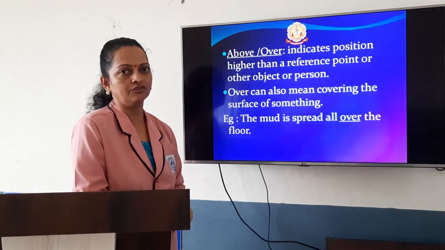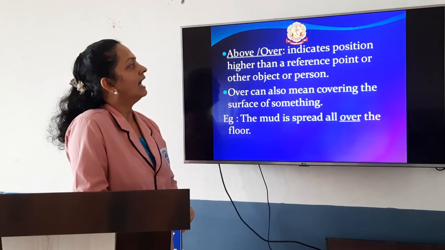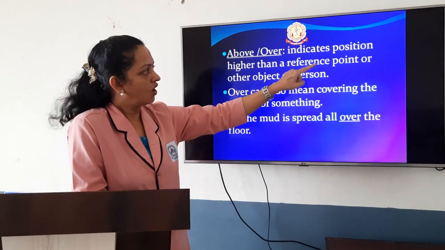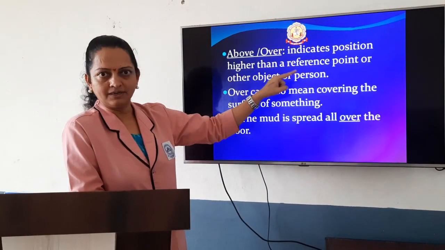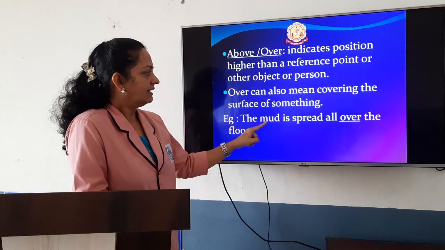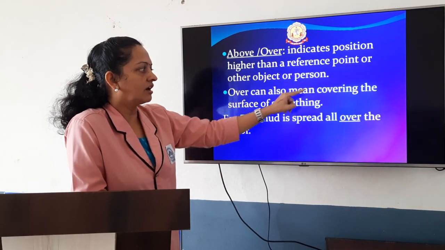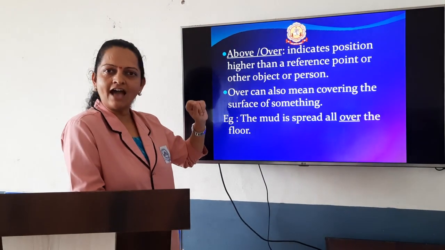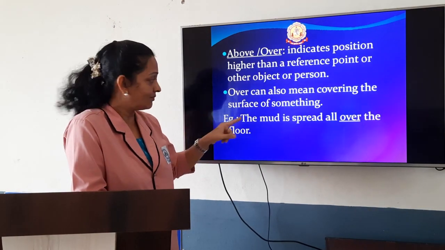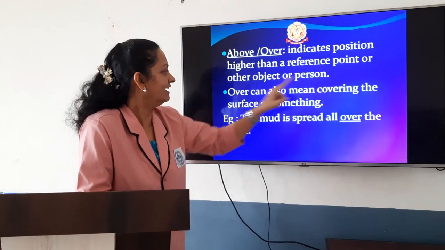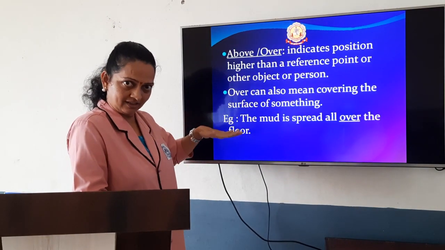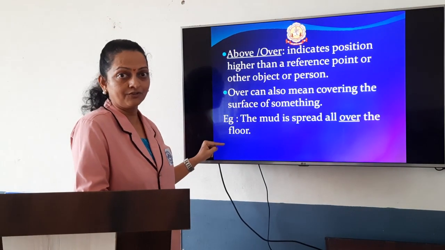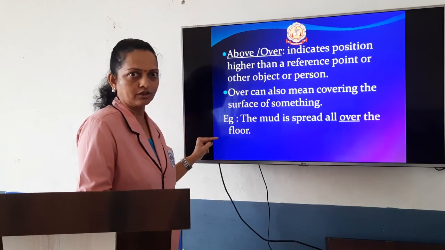Above, over. Even here we get confused about when to use above and when to use over. Above or over indicates a position higher than a reference point or other object or person. Over can also mean covering the surface of something. We say the fan is above us or the fan is over us. Over can also mean covering the surface of something. For example, the mud is spread all over the floor. Here we use over, we don't say above. We use over the floor.